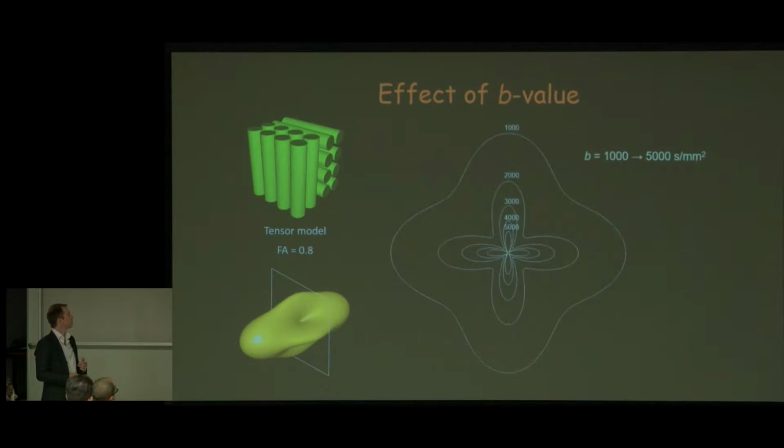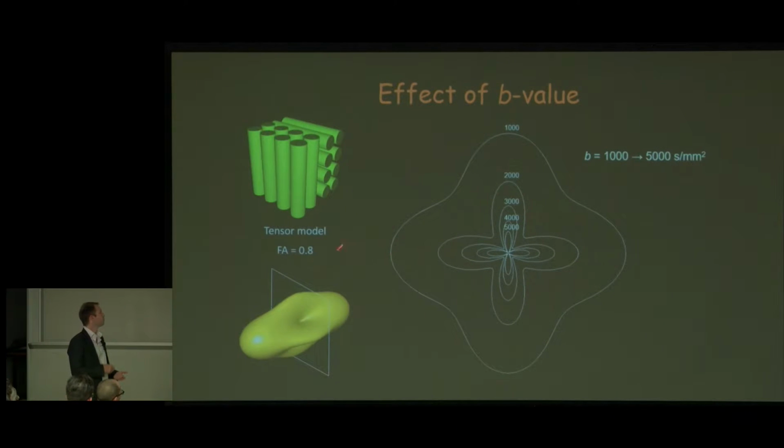So just to look at that B value dependence in more detail, obviously if you have a B value of 0, you just got a sphere. It doesn't matter what orientation you look at, you're going to get the same signal. As you increase the B value, that's B value 1000 for a crossing, just a simple tensor model, you start to get this structure when you cut through this plane. When you increase the B value, that angular dependence becomes more pronounced, so you get more contrast. But you also get a loss in signal.